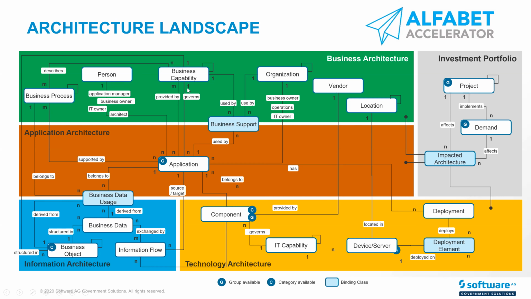And you'll see the cardinality rules, you'll see the rule name and the relationship name. Down here in the lower left, you'll see that an application uses business data and business objects, and it also moves data between applications via information flows. And then we move to the right, an application is connected to a lot of components or technologies that are governed by and provide IT capabilities. And even further right, down in the technology area of the architecture, we'll see applications are deployed. There's a set of deployment elements. They're pushed onto a device and a server, and those servers are located in a location.